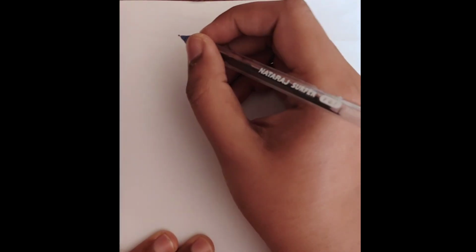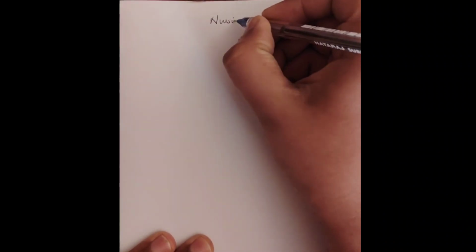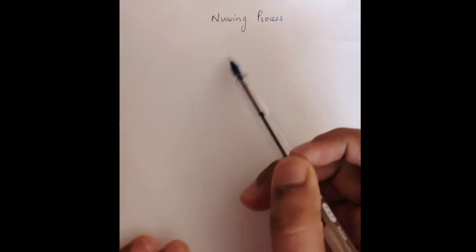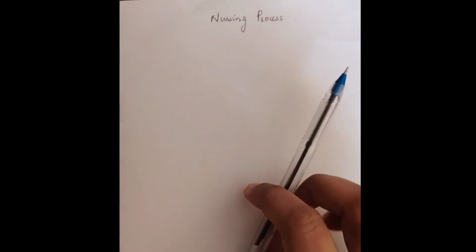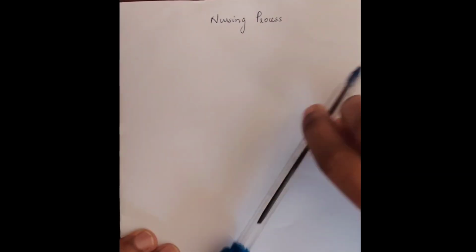So let's look at what is nursing process. Nursing process is a systematic and step-by-step method used by nurses to assess their patients, identify what is the problem, and also then to plan care. Once you plan the care, you will provide the interventions and then evaluate the outcomes. Now it has got 5 steps. Okay, so we can remember the 5 steps using the acronym ADPIE.